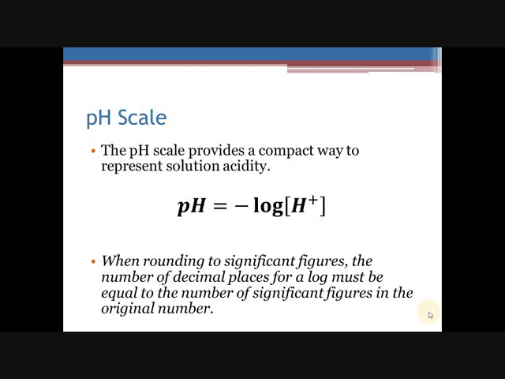The significant figures with this is more difficult than normal. When rounding to significant figures, the number of decimal places for a log must be equal to the number of sig figs in the original number. So if the original number had 2 sig figs, that means you're going to have 2 decimal places on your answer. Okay? That's just something very difficult with the sig figs.